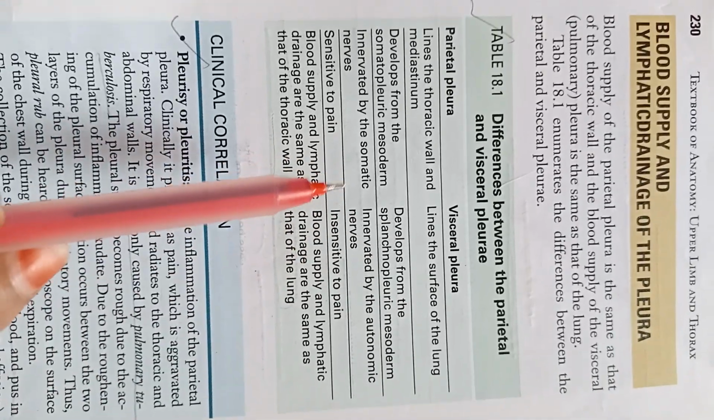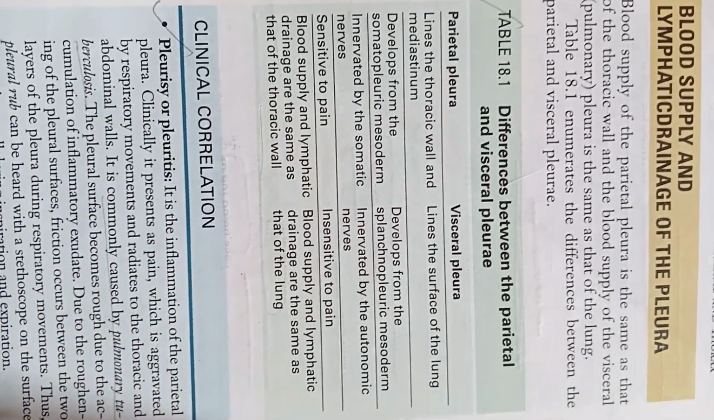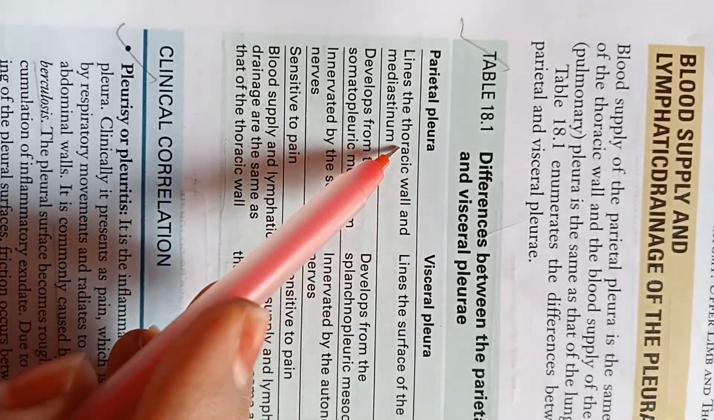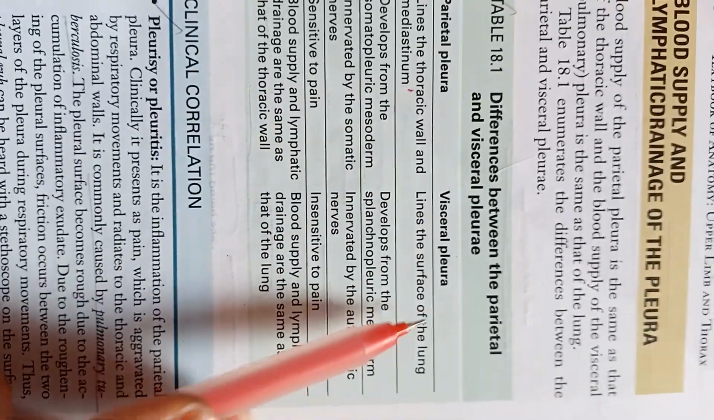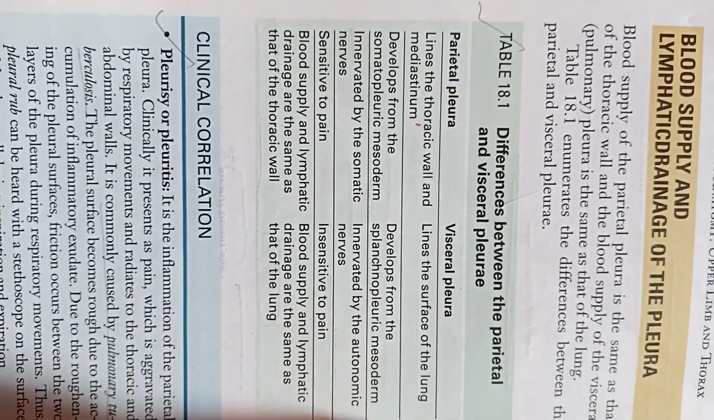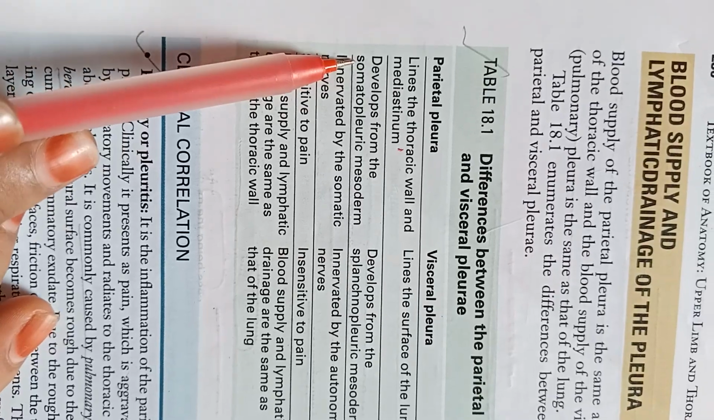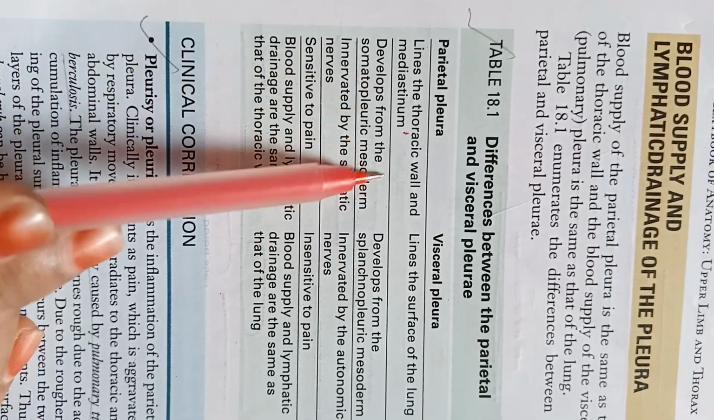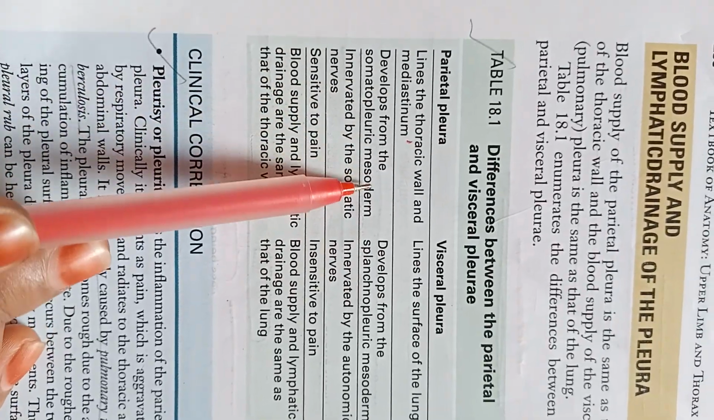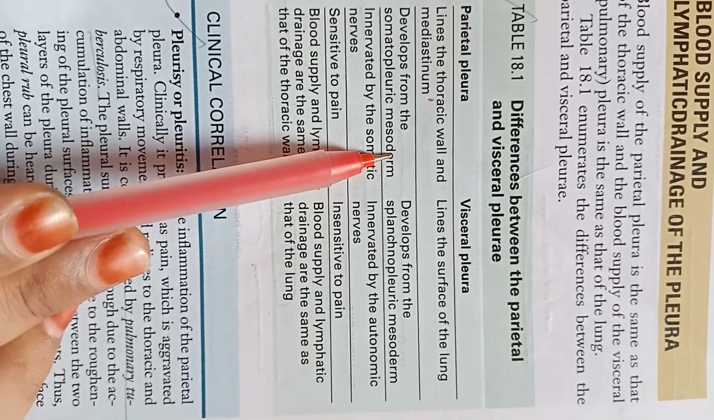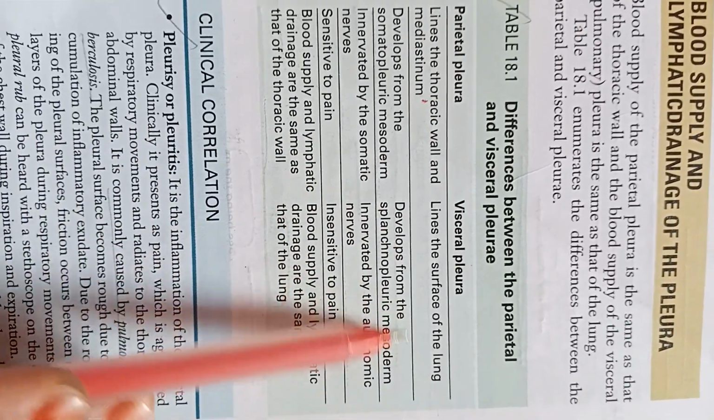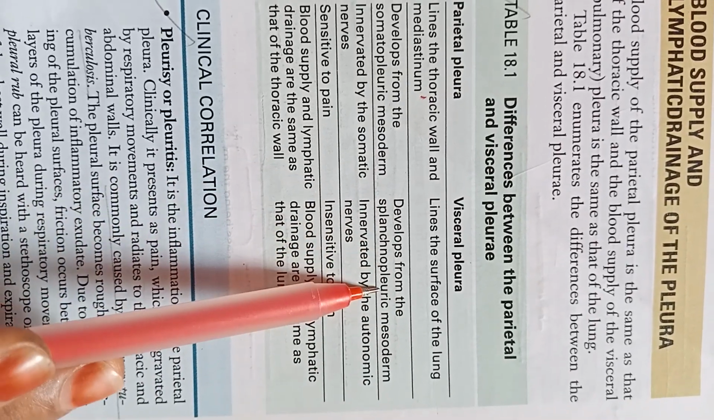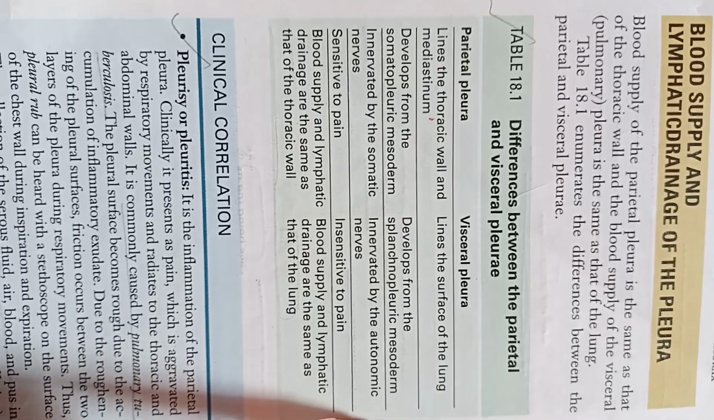Now come to the basic difference between the parietal pleura and the visceral pleura. We know the parietal pleura lines the thoracic wall and the mediastinum as well, and the visceral pleura lines the surface of the lung. Okay. The parietal pleura, as it lies towards the soma or body wall, is developed from the somatopleuric layer of the mesoderm. And the visceral pleura is developed from the splanchno or viscera. Okay, it is developed from the splanchnopleuric layer of lateral plate mesoderm.